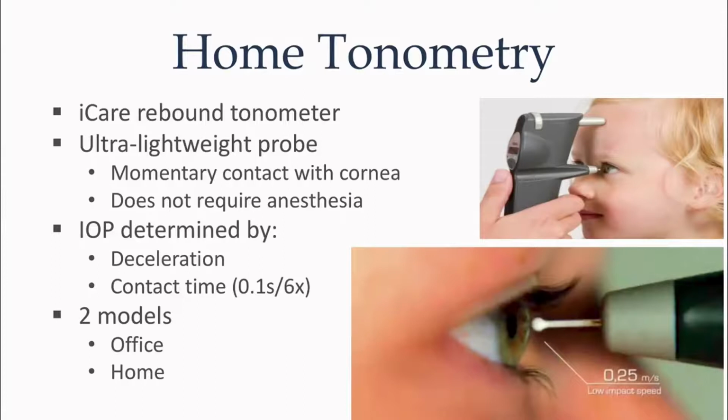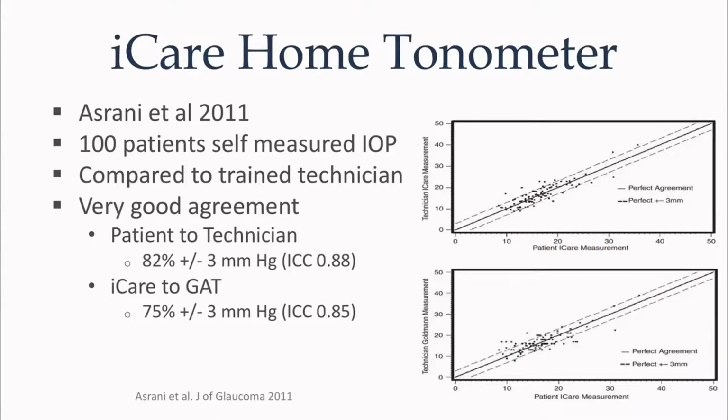The key here is it does not require anesthesia. You don't have to give them proparacaine to put a drop on their eye. They can do this with a rebound tonometry. They don't feel it, very comfortable. And again, there's a home and office version of this, which makes it very handy. Sanjay Asrani did a lot of the early work on this, and he was able to show that it's very accurate, that there is correlation with other methods that we use to measure intraocular pressure.